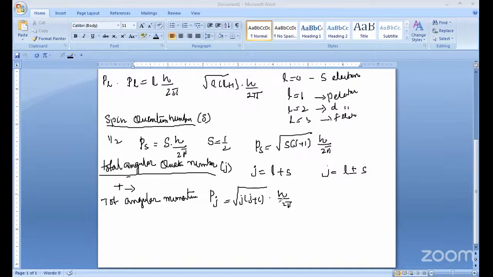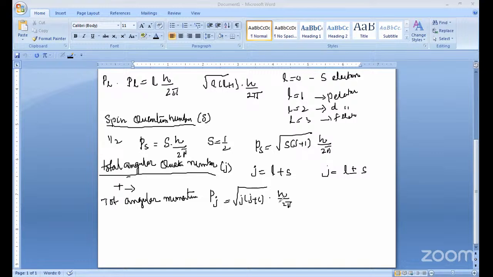Like we have seen the principal or total quantum number which is represented with n, and also the orbital quantum number L, which can take the values from 0 to n minus 1. For example, when n is equal to 4, it can take the values 0, 1, 2, 3, and the magnitude of angular momentum is given by root over L into L plus 1 into h by 2 pi. For L values, it can take 0, 1, 2, 3. If L is equal to 0, then we call it an s electron.